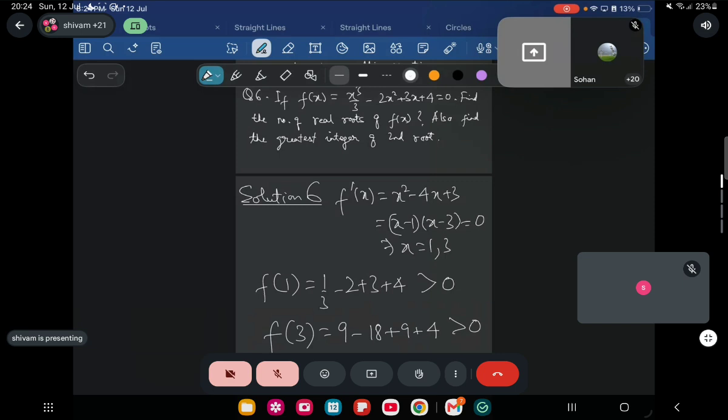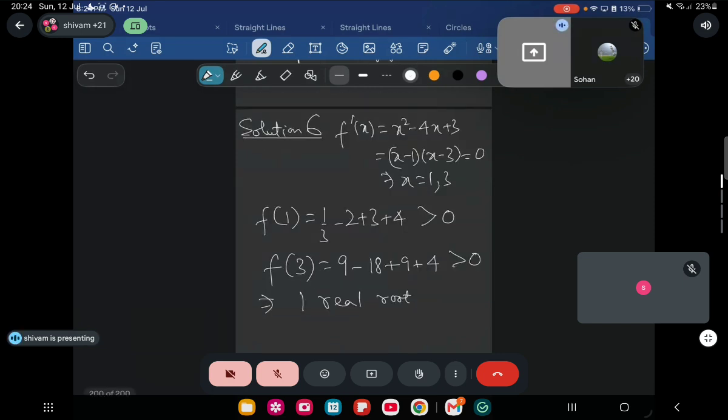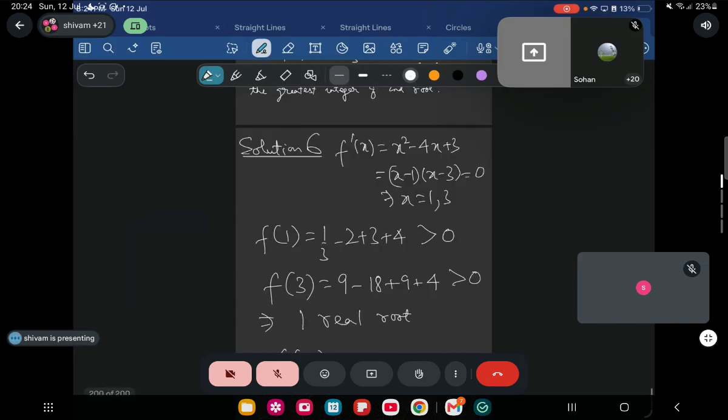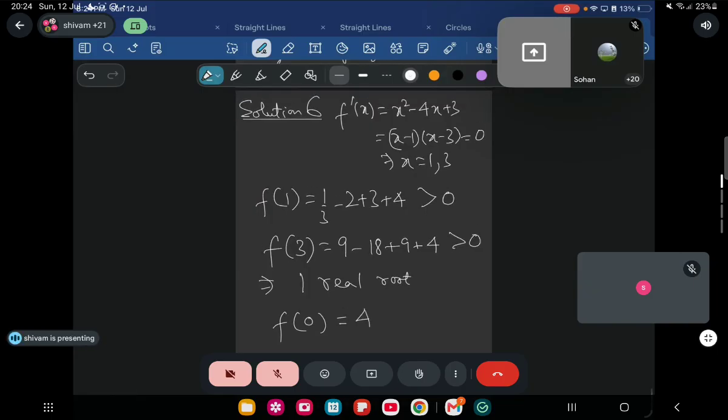Now it has only one. So what is f of 0? f of 0 is positive, right? So your root is lying before 0. There is only one real root. We need to find out the greatest integer of that real root only. Minus 1.